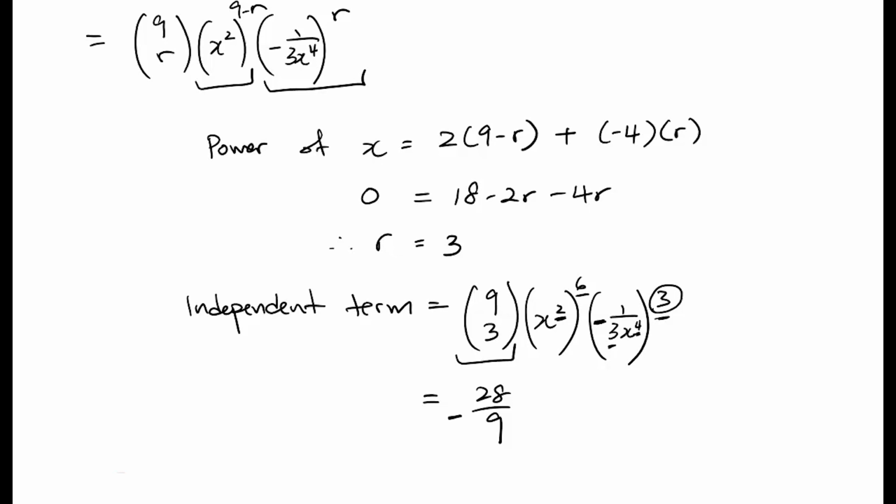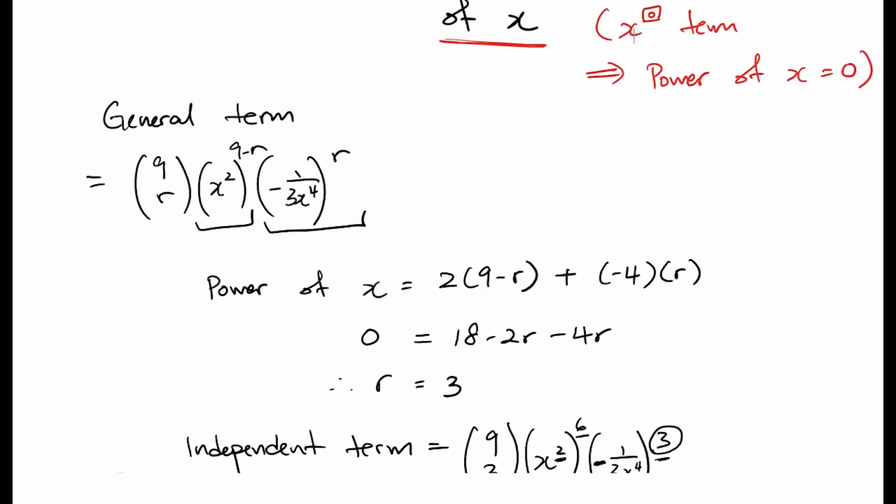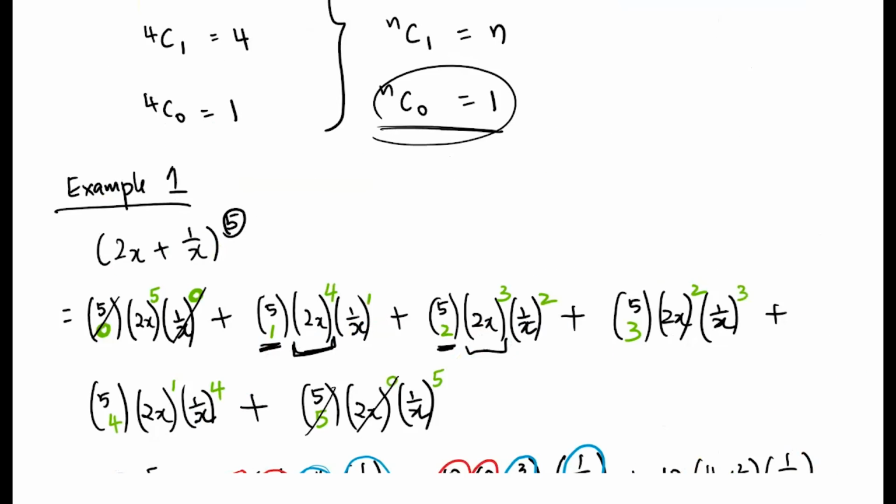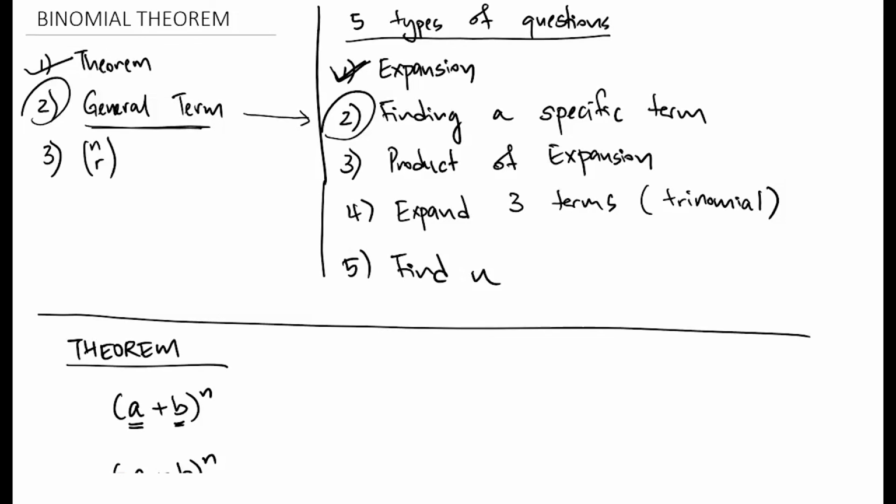Okay, so this is just a quick overview of how you can find a specific term using the general term. That completes the second part of our binomial theorem series. In the next videos we'll be looking at the remaining types of questions, which are product of expansion, expanding three terms, and finding n. We also elaborate on n choose r.